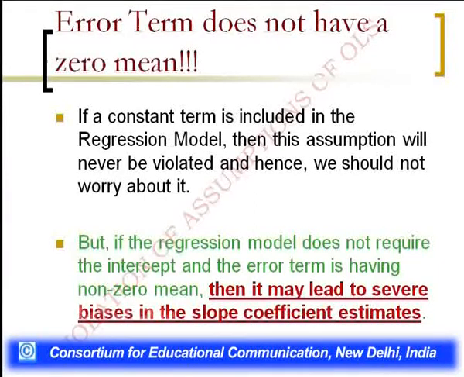But if the regression model does not have an intercept and the error term has a non-zero mean, it may lead to severe bias in the slope coefficient estimates. So the first assumption is problematic: if the error term mean is not zero, it may lead to bias as far as the slope coefficient estimates are concerned. Now let us see this on a graph.